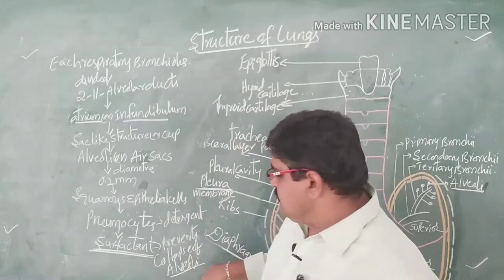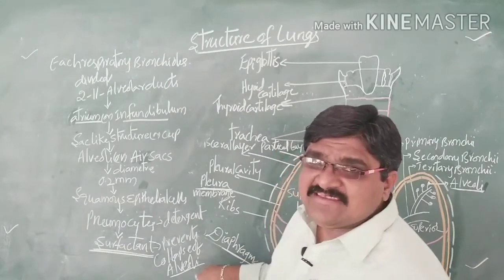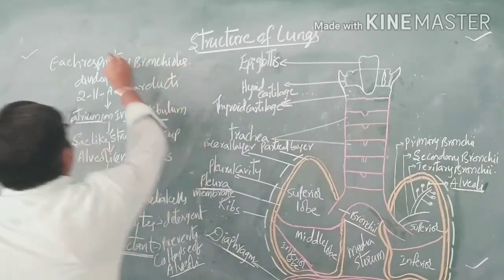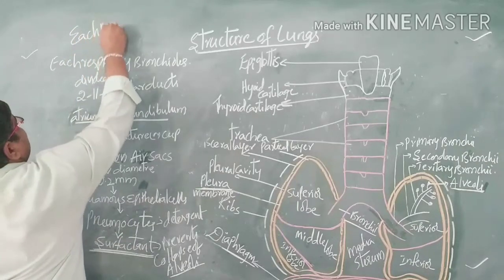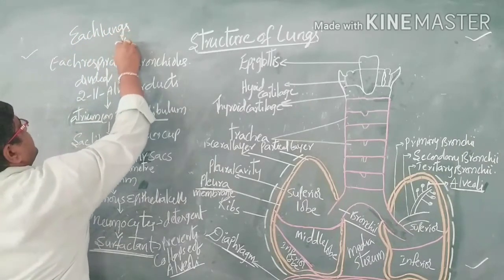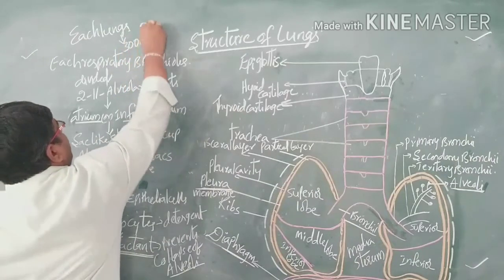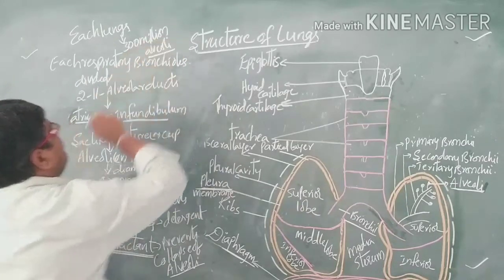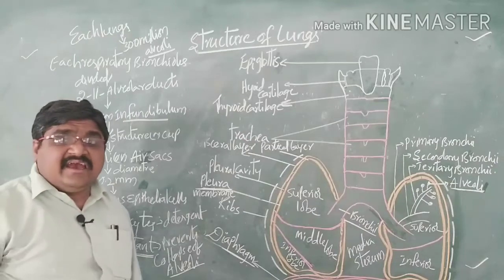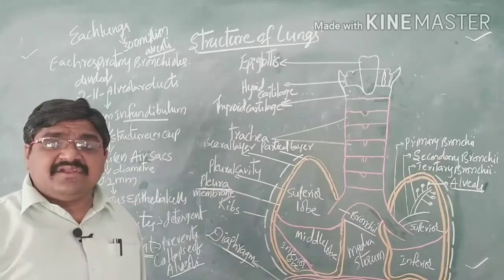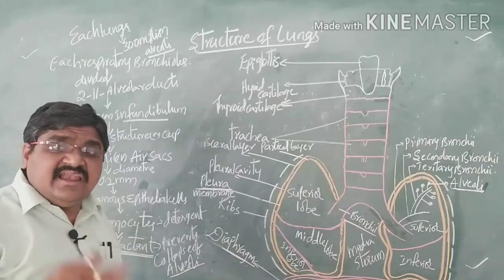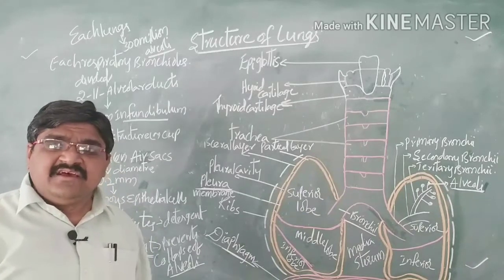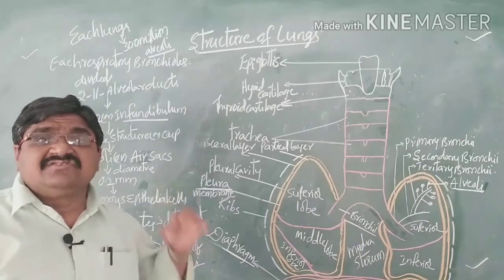Each lung consists of 300 million alveoli, which are the structural and functional units of the lungs. So what are alveoli? These are the structural and functional units of the lungs.